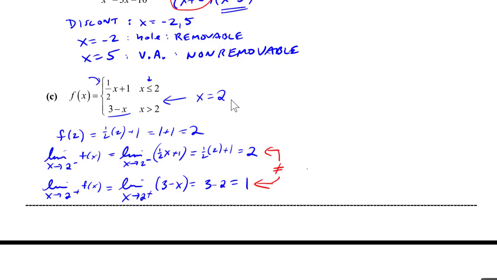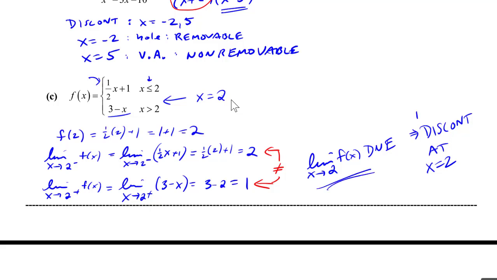So what we see is the limit as x approaches 2 of f of x does not exist. Okay, so therefore we have a discontinuity at x equals 2. And because the limit didn't exist, it's a non-removable discontinuity at x equals 2. All right, in fact, it's some sort of jump.